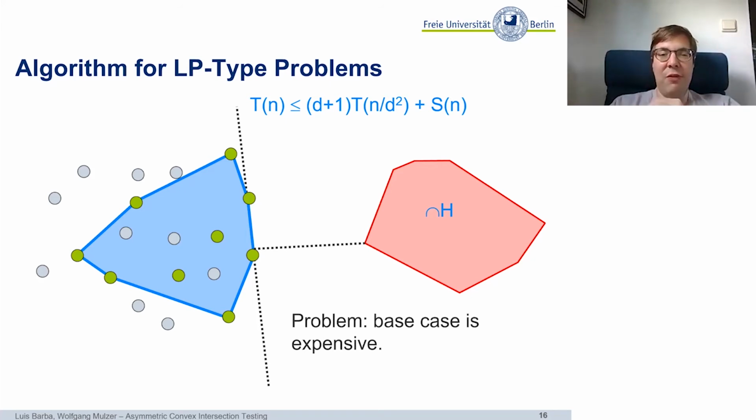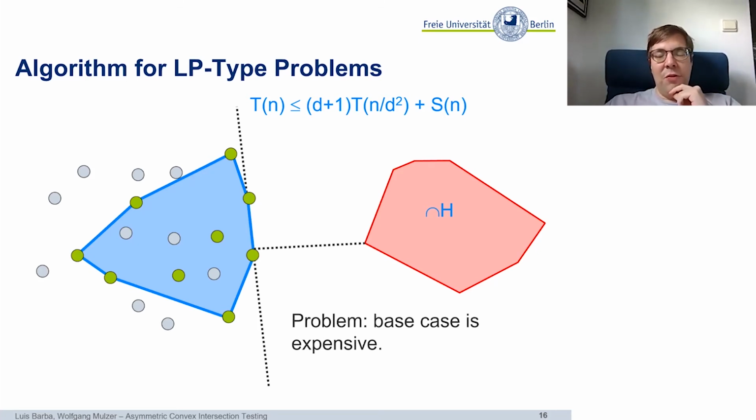And so I need to find basically the closest pair between a constant size convex hull and the intersection of the constraints. And this is still expensive, because the base case can occur a few times. So this still does not give a nice linear time algorithm as I hoped for.